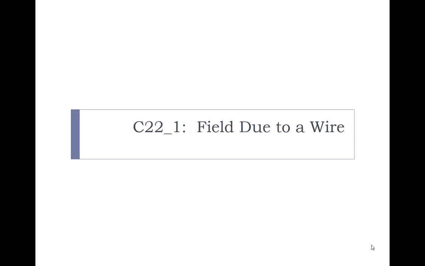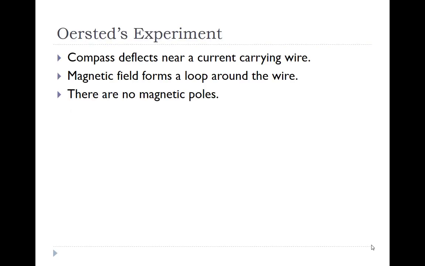He was in the process of putting together a demonstration for his students when he had a compass near a wire, and he noticed that when the wire had a current, the compass deflected, and when it did not, nothing happened. This is now known as Ørsted's experiment. Again, it's because a compass deflects near a current carrying wire.